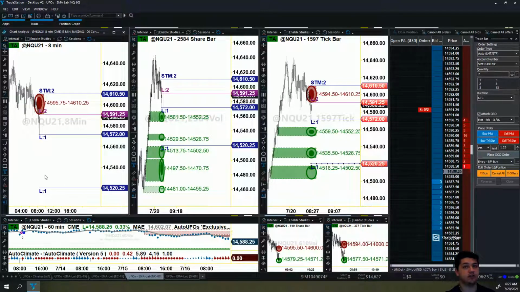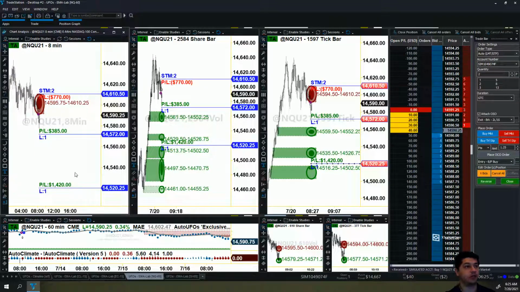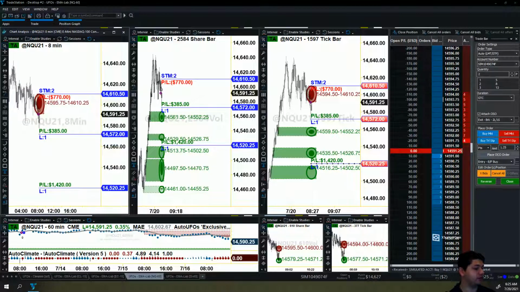But this entry is still valid. The UFO is still there. Here we go. We're in this trade now. All right. So we're definitely in this trade now. And let's see how we're gonna get this done. In the meantime, just want to make sure that we're looking at this stuff together the right way.